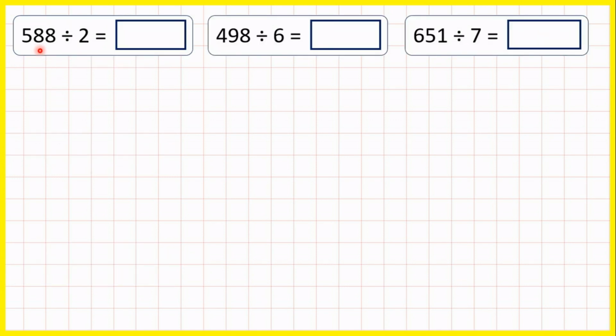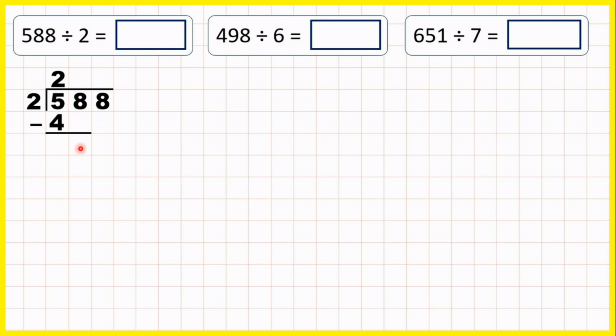Now let's divide a 3-digit number by a single-digit number using expanded division. So we can write out 588 divided by 2 like this, with our divisor on the left. Now we take the first digit and we have 5 divided by 2. So we need a number in the 2 times table that's as close to 5 as possible but still less than 5. So the closest number that's in the 2 times table is 4, so we write 4 underneath the 5. And because 4 is 2 times 2, we write 2 in our answer line.